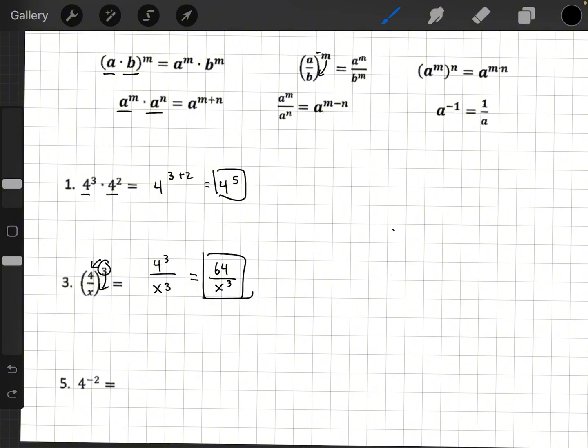For this last example, we'll have 4 to the power of negative 2. When we raise anything to a negative power, we're going to take the reciprocal of it. So we'll look at this rule here, a to the power of negative 1 equals 1 over a. So we'll put a 1 here to make it easier to visualize. Then we'll have 1 over 4 to the power of 2. Now 4 to the power of 2 is equal to 16, so we can change it to this.